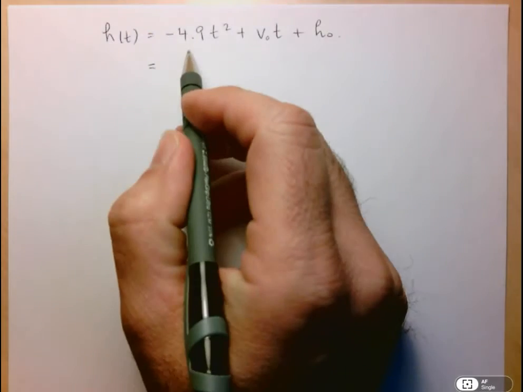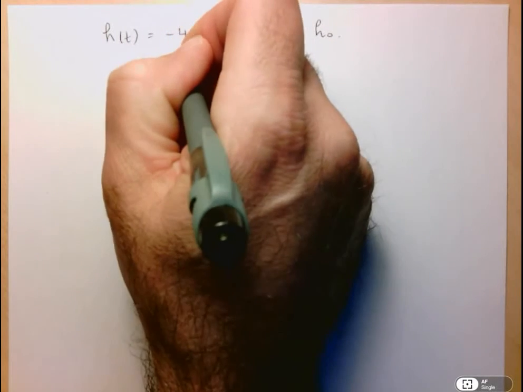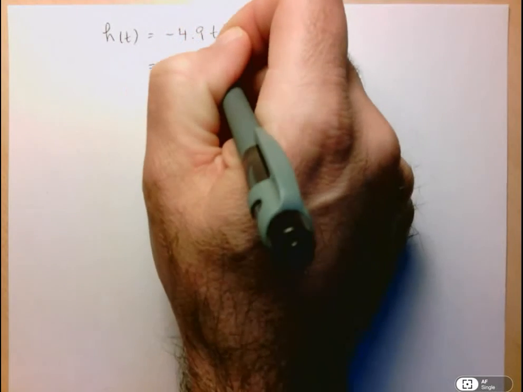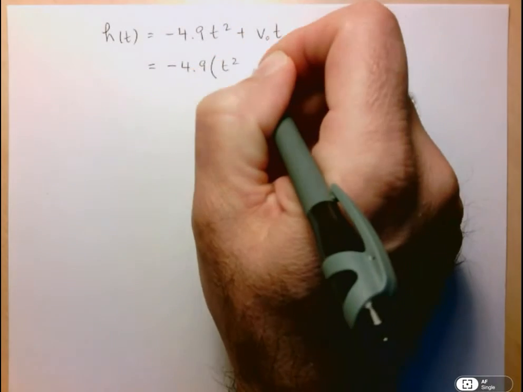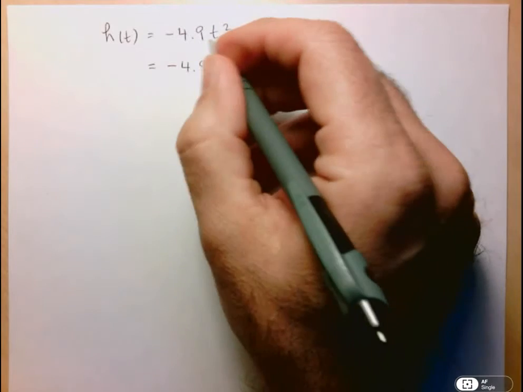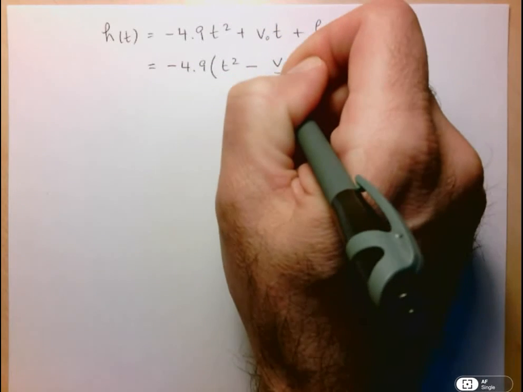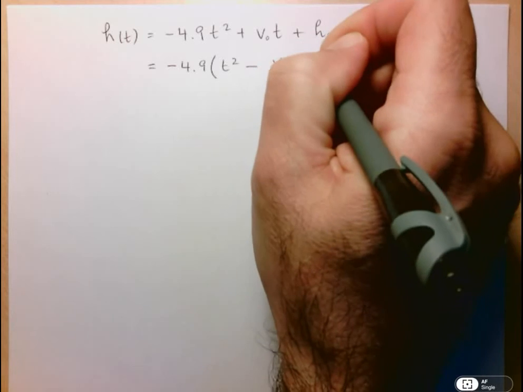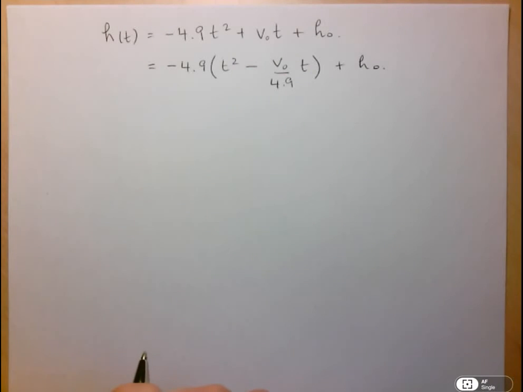Step number one, I've got a coefficient in front of the t squared. I'm going to have to factor that out. So negative 4.9. I'm just going to do that from the first two terms. Here I'm left with t squared. Here I'm left with minus, and now, again, I'm factoring out the 4.9, so I'm just dividing it out from the V naught. And of course, we don't bother with the constant term.